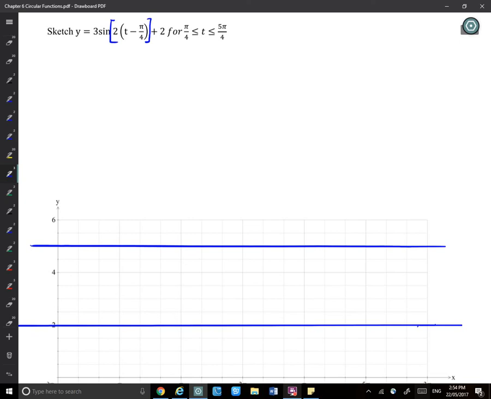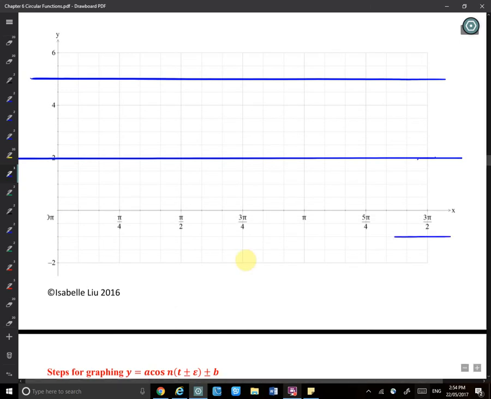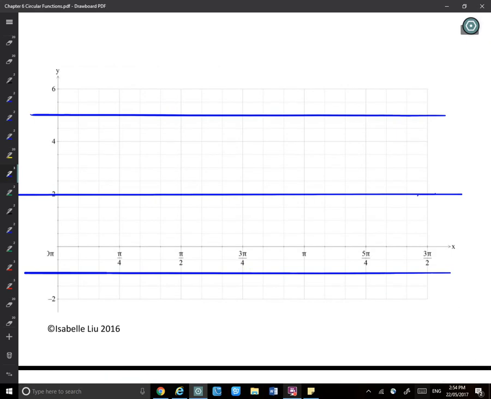The mean line is 2. From 2, go down by 3 units. Where is it? -1. Okay, we have -1 here. My graph will be in between this part.